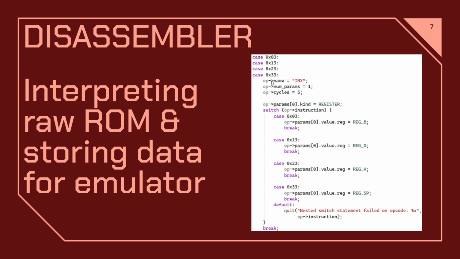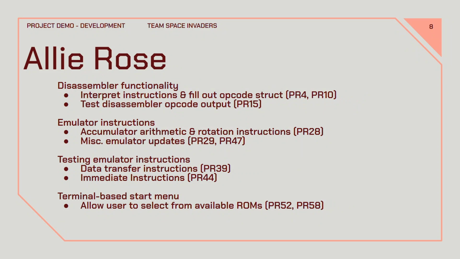So the opcode struct will hold an assembly language name for the operation. It'll hold the number of parameters and the number of clock cycles that the operation should take, which helped us with matching the timing of our emulator to the original Intel 8080. It also holds the kind of parameter, either a register, 8-bit or 16-bit value, and then the actual value for the parameter. Here's the work I contributed on the project, mostly in chronological order.